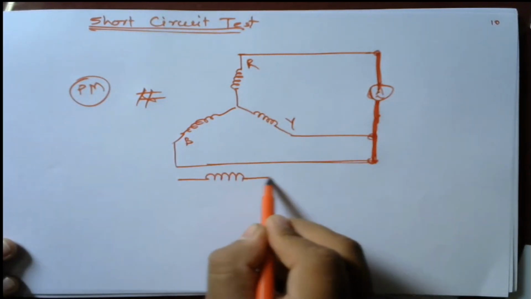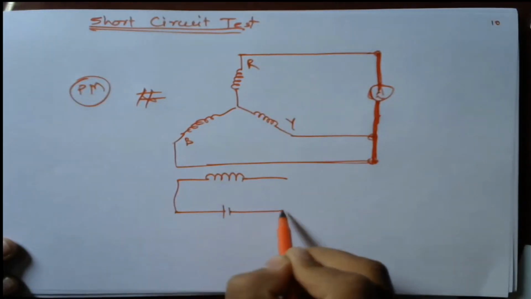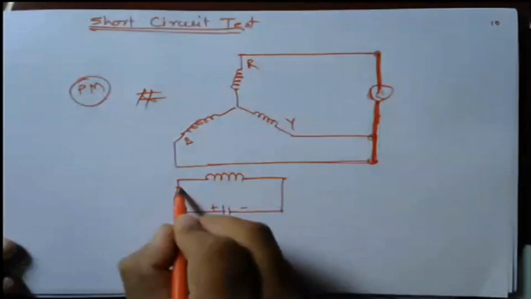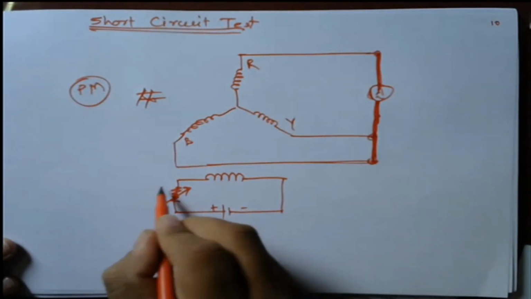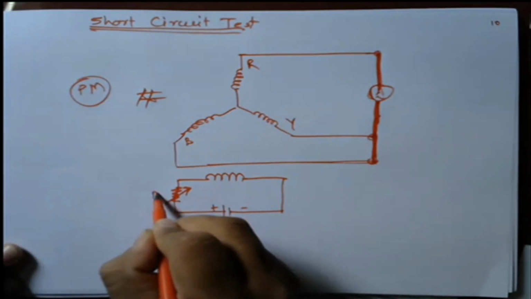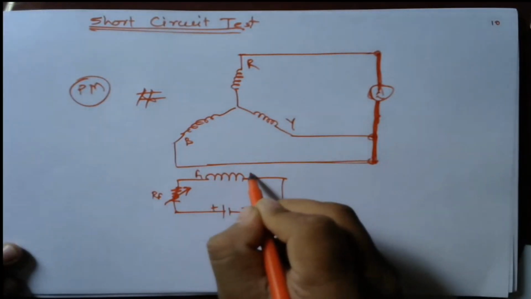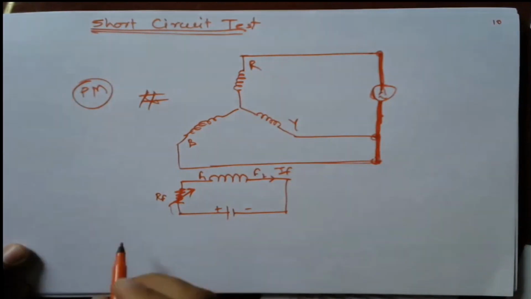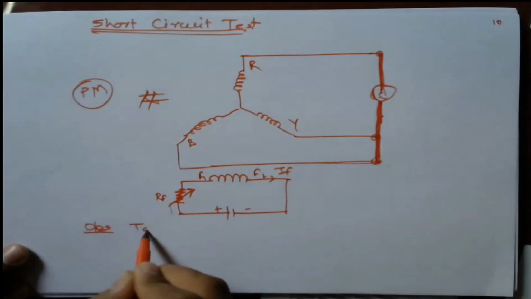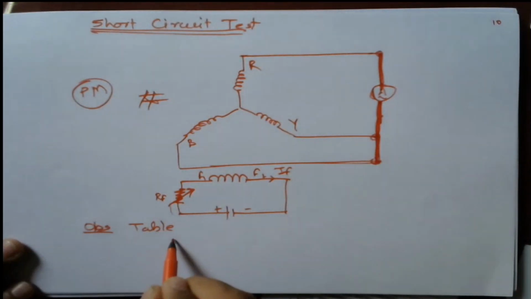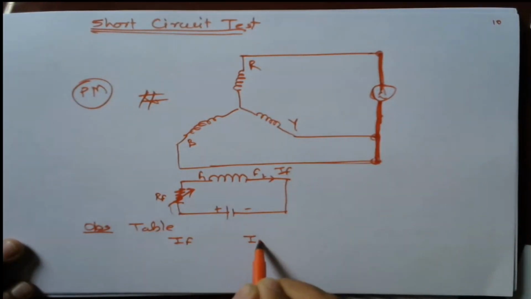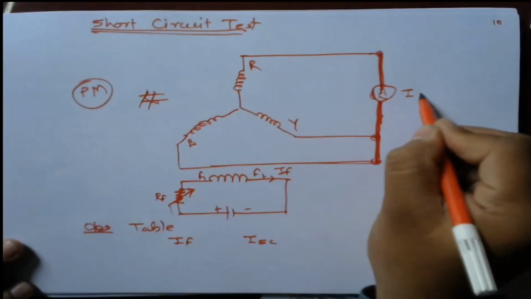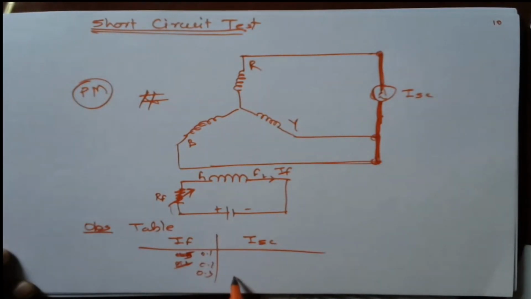Again, there is a field excitation. In this case, strictly we have to keep the field resistance at a higher value to maintain the field excitation initially at 0. Up to which value do we have to increase the field excitation? The observation table will be: here IF, then here ISC, which is nothing but the short circuit current. We have to increase it until I get the rated current, at the rated field current.